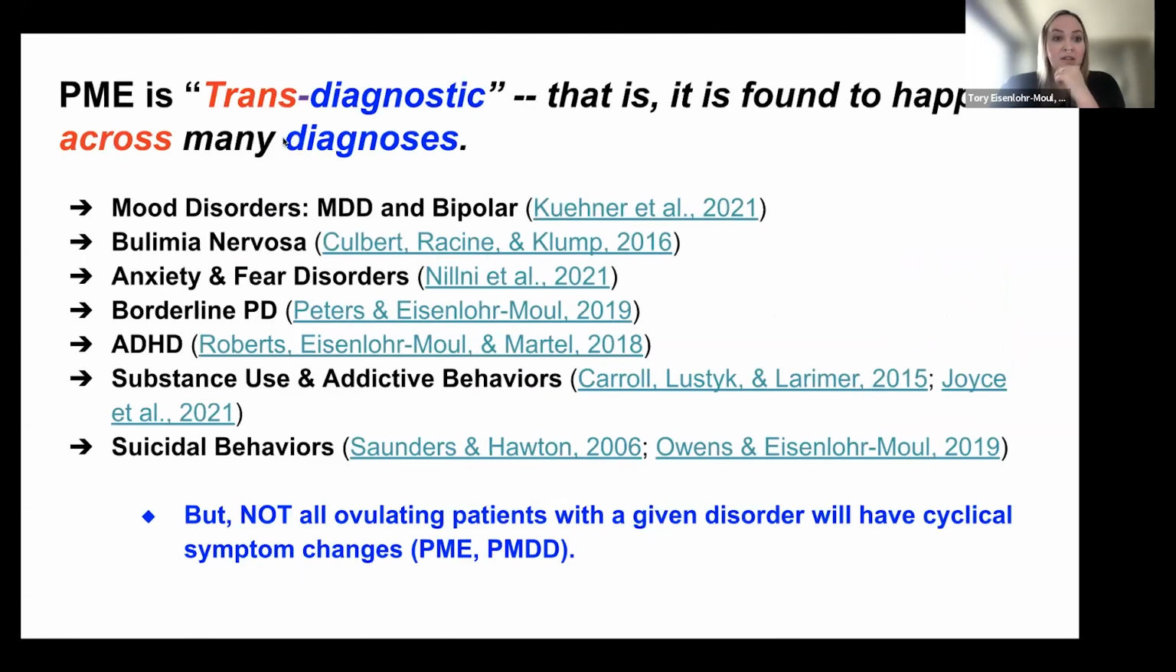There's a lot of evidence that PME, again, can happen across many diagnoses. So it's transdiagnostic. That's a word that we use a lot. And what we mean is it happens across diagnoses. This hormone sensitivity can show up for someone with a mood disorder, for someone with bulimia, for someone with ADHD, et cetera, et cetera. It doesn't discriminate based on the underlying diagnosis. But not all ovulating patients with a given disorder will have cyclical symptom changes. So you could be a person, for example, with chronic depression who does not have hormone sensitivity and only has chronic depressive symptoms.